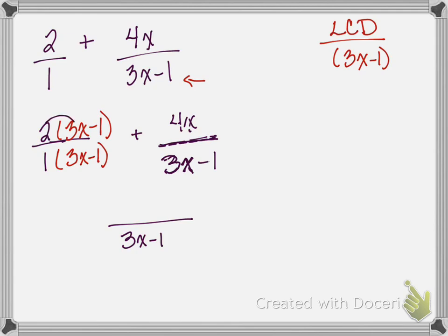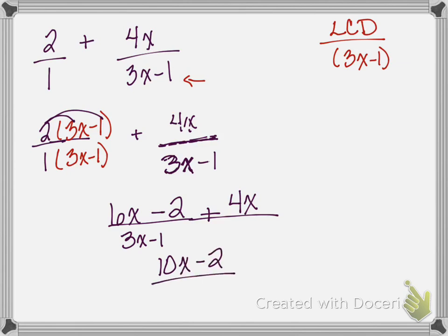I'm going to distribute this 2 right here. 2 times 3x is 6x. 2 times negative 1 is negative 2. And then I am going to add that to our 4x, and that is all over our 3x minus 1. So now I have 6x and 4x. That gives me 10x minus 2 over 3x minus 1.